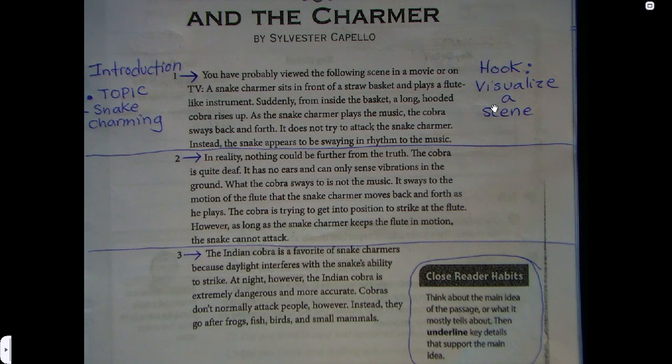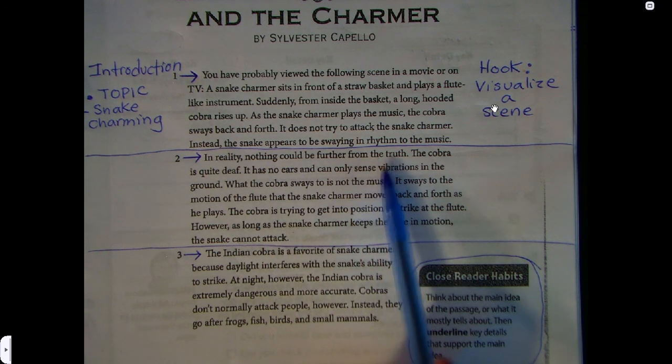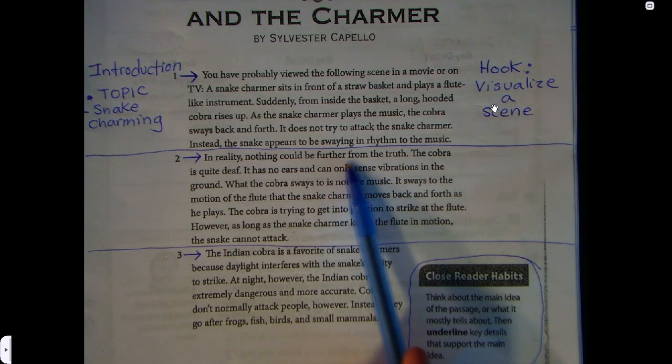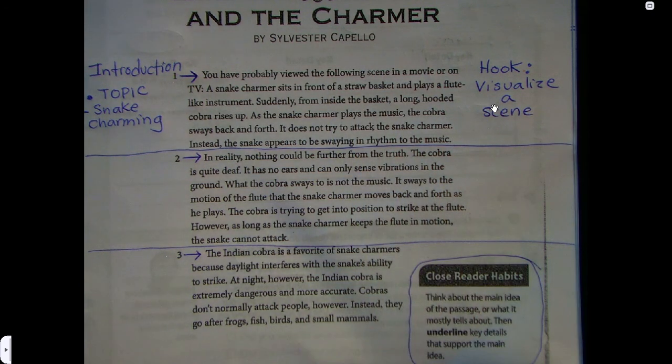Let's keep reading now that we're ready to continue. "In reality, nothing could be further from the truth." What? Nothing could be further from the truth. That's like an idiom. That means, you know that scene you visualized? And you know the swaying to the music? That's a big hoax, fake news. Why? Why is that not real?